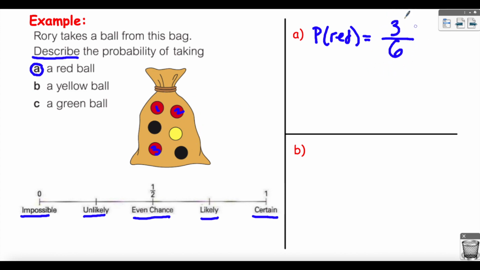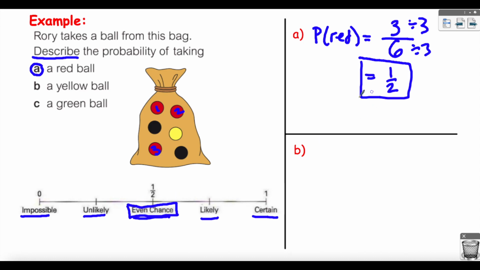If we were to simplify this fraction, you'll notice that they both have a common factor of 3. It simplifies to 1/2. So there is an even chance of him selecting a red. So we would describe it by leaving our answer as even chance. Can you please do something similar and find me B? Pause the video.